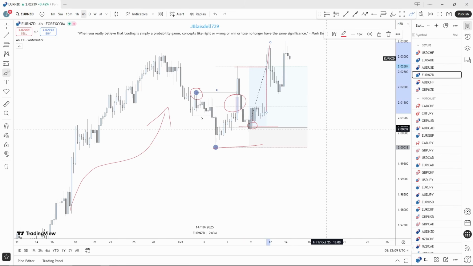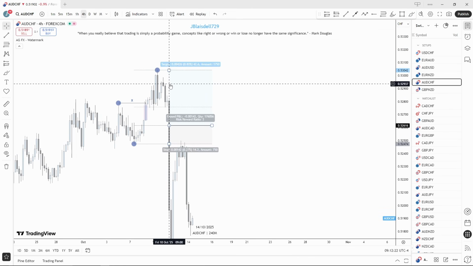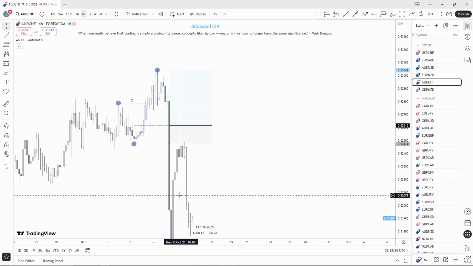So for those of you keeping tabs so far, we have one winner on USD CHF, one loss on EUR AUD, one break even on AUD USD, one winner on EUR NZD, and we're going to hop over here to AUD CHF, which was unfortunately another aggressive scenario with a loss due to that news event.